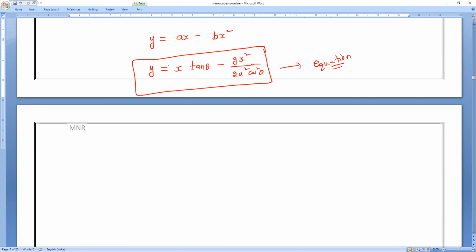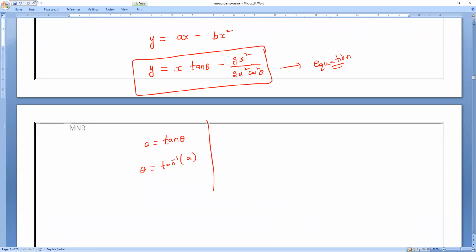Now just compare it and tell me, what is the a value? From the equation, a is equal to tan theta. So from that, theta is equal to tan inverse of a. In the same way, compare this equation and tell me the b value, everybody.